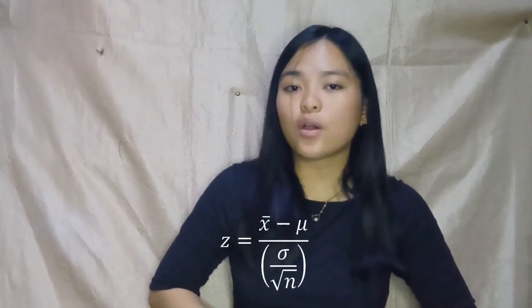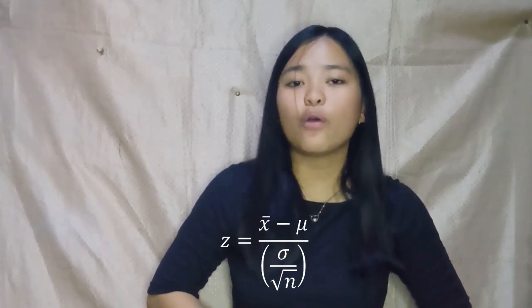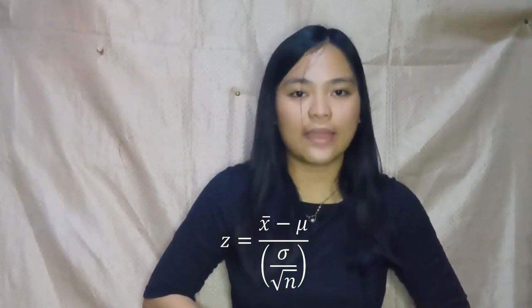For a sampling distribution with an infinite population, the standard error can be computed using this formula. Z-score is equal to x bar minus mu all over lowercase sigma over the square root of lowercase n. Using this, we can compute for the probabilities with normal distributions.